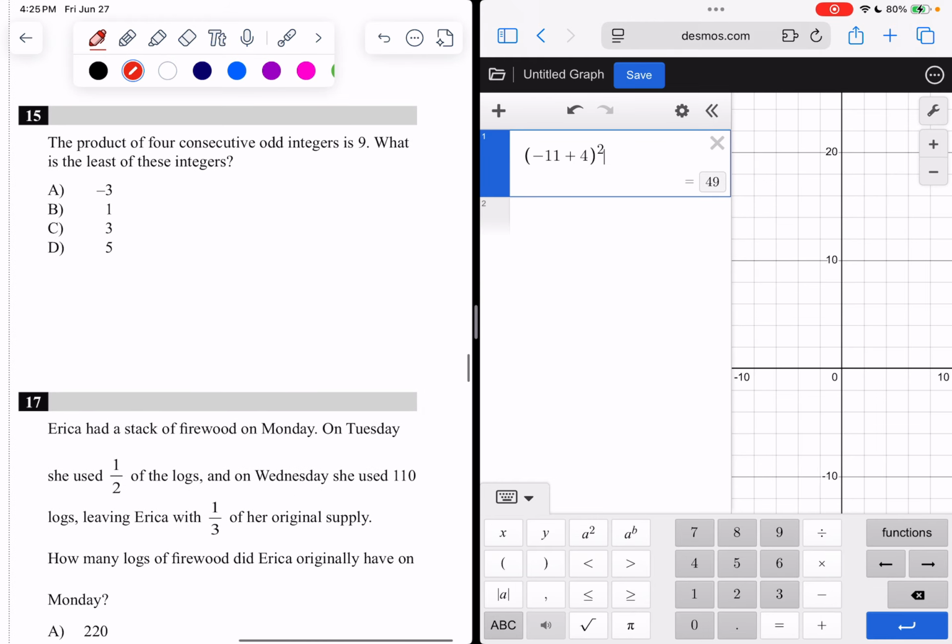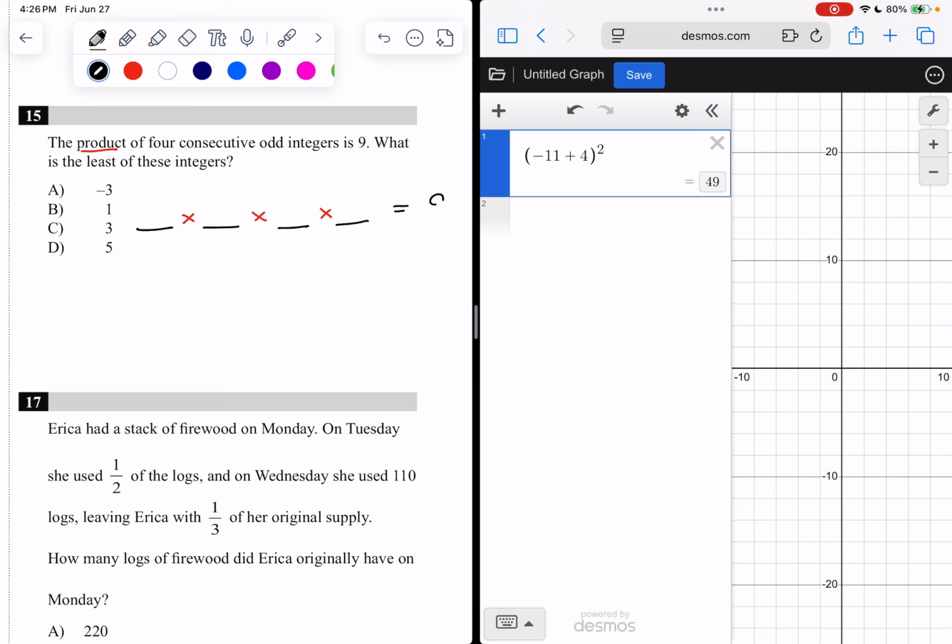Now this next one says the product of 4 consecutive odd integers is 9. So those 4 integers, 4 numbers with no fractions or decimals, product means multiply. And they're consecutive and odd, which means one right after each other, and each of these numbers is not divisible by 2, they're odd, yes? We do that, it has to equal 9.